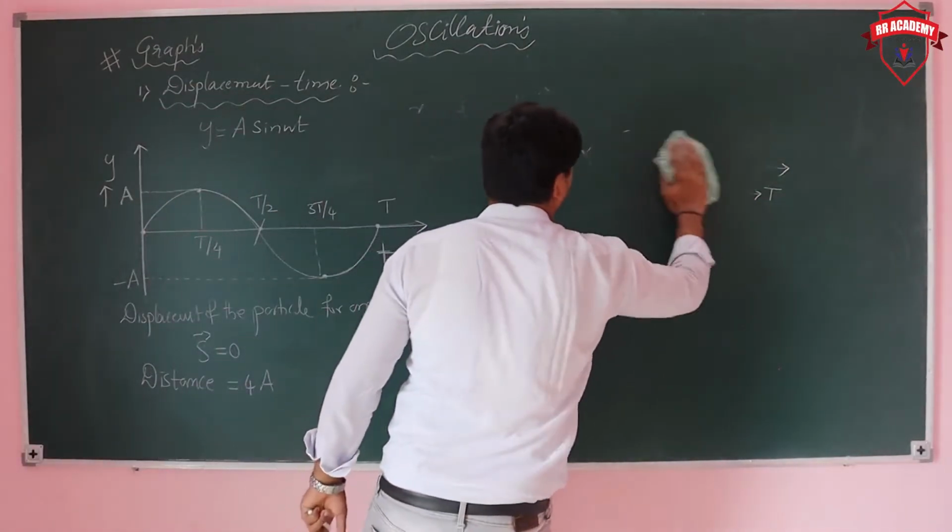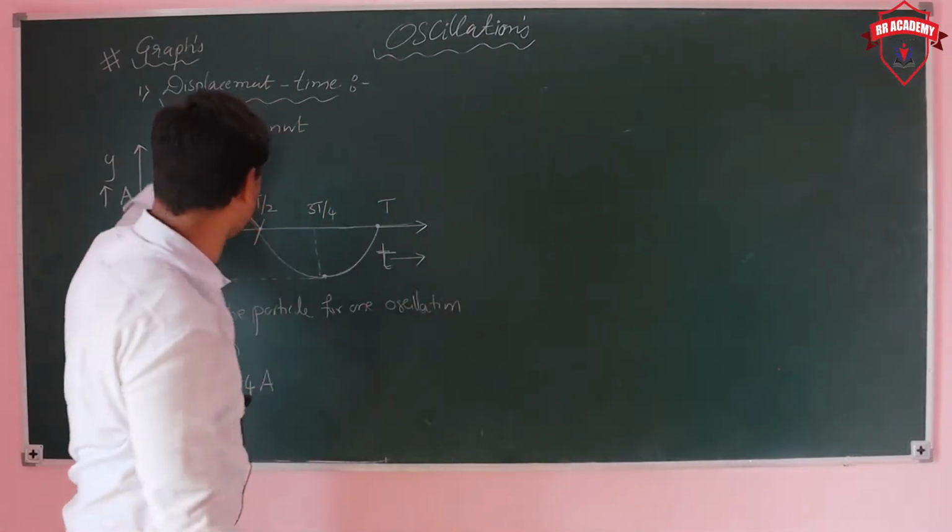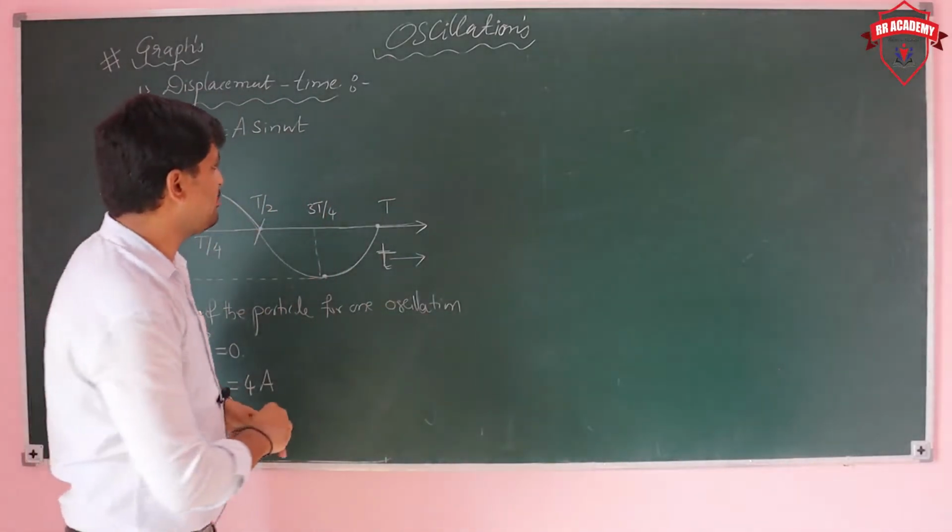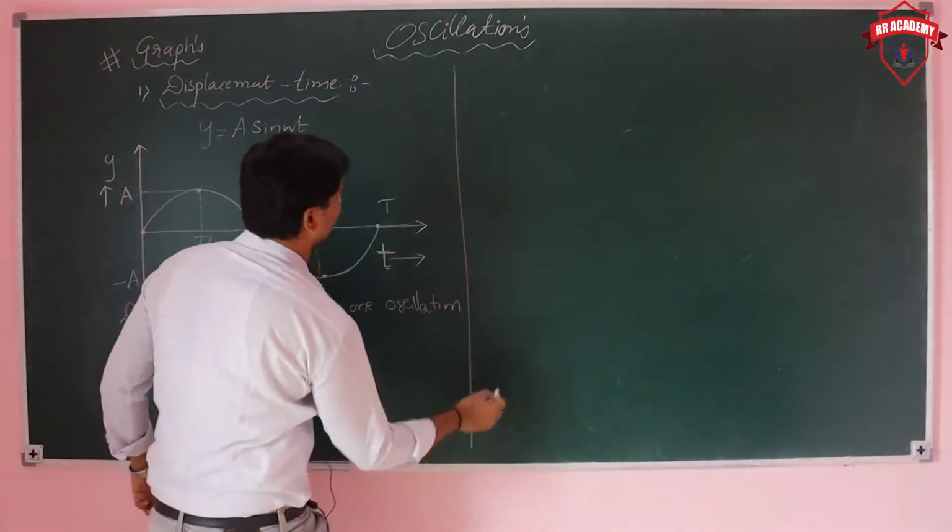Next, I'm taking the velocity-time graph. This is the displacement-time graph. Next, you can take the velocity-time graph.